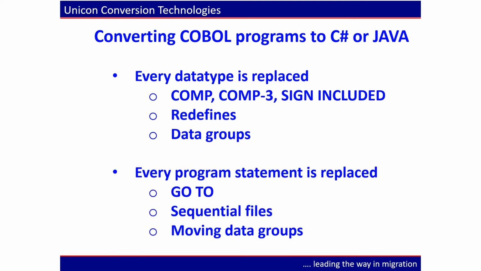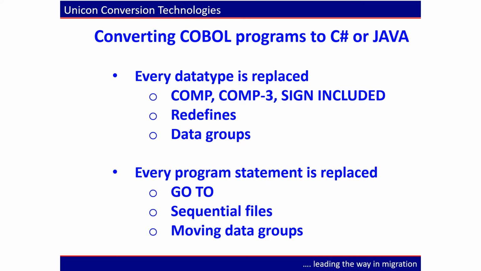And every COBOL statement must be replaced by a C# or Java statement, but the goto statement in C# does not function the same as the goto statement in COBOL, and Java does not have a goto statement at all. Sequential files are the backbone of most mainframe batch jobs, but C# or Java cannot handle the data constructs in a typical COBOL sequential file.